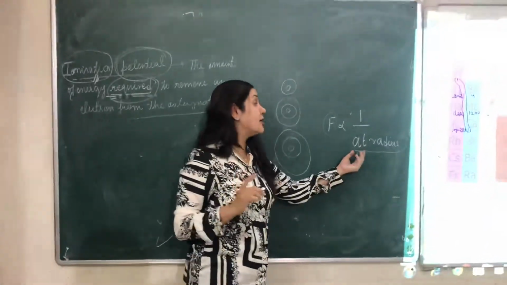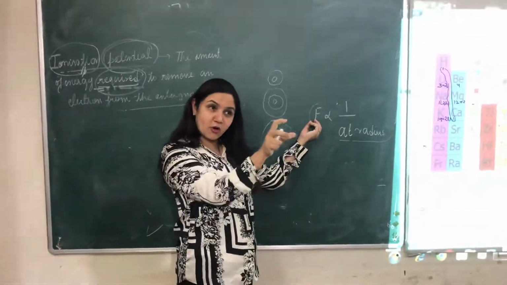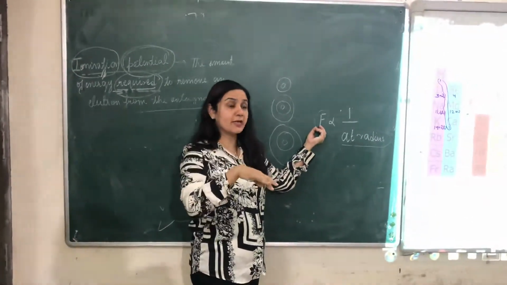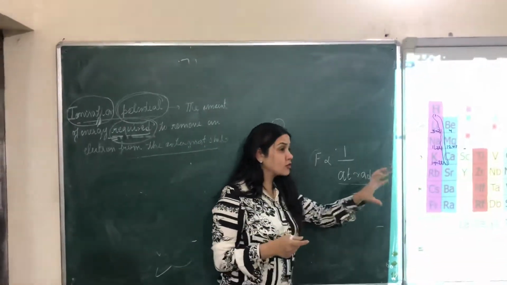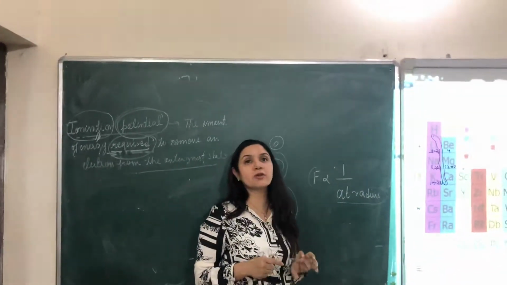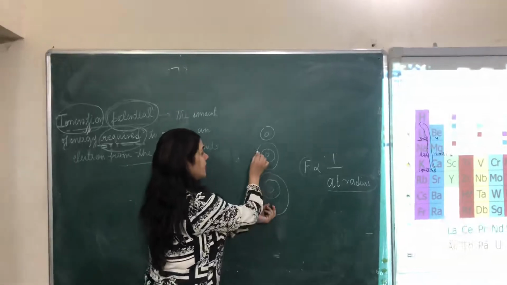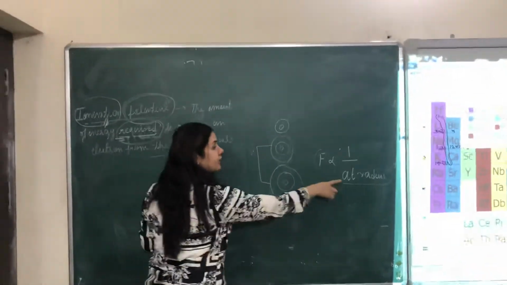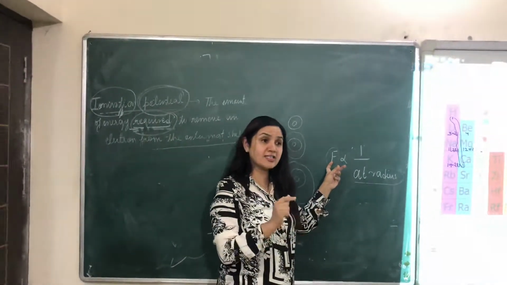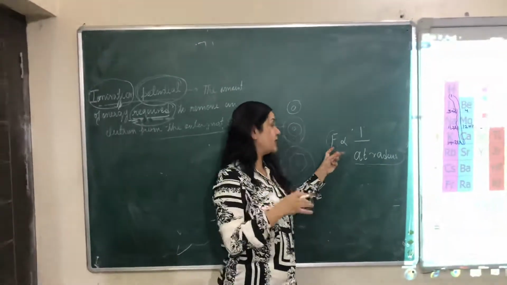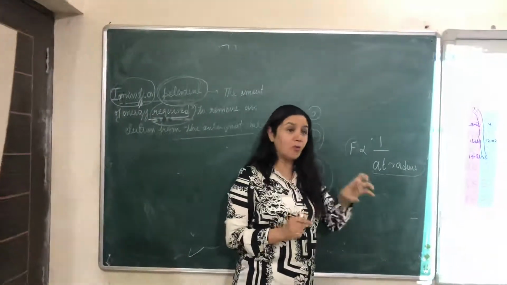Inverse relation means when the atomic radius is increasing, the force of attraction by which the electrons are bound by the nucleus is decreasing. In other words, when the atomic radius is decreasing, the force of attraction by which the electrons are bound by the nucleus is increasing. So if you compare two conditions: here the atomic radius is more, that means the force of attraction is less. Force of attraction is less, that means electrons are loosely bonded. And here the atomic radius is less, that means the force of attraction is more.